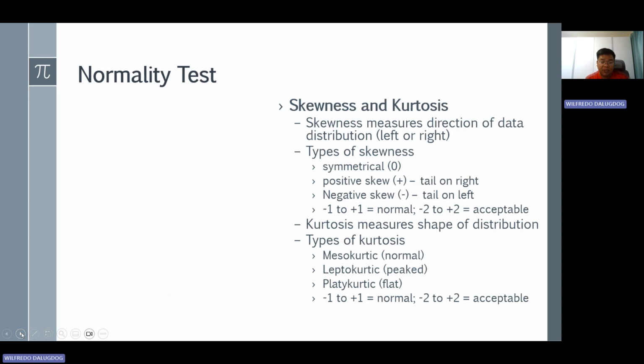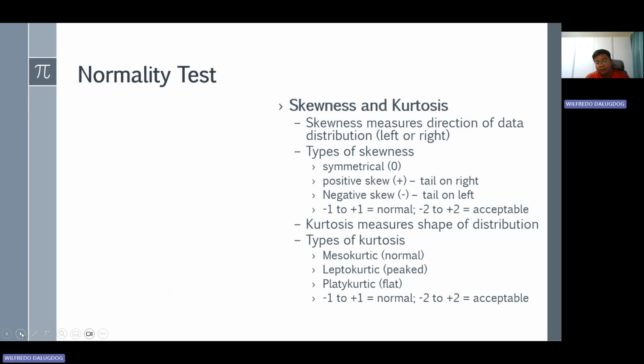To interpret the skewness value, if it is -1 to +1, the data is normal. If the skewness value is -2 to +2, it is acceptable. There are instances where a skewness value of -2 to +2 is accepted as normal. That is acceptable.